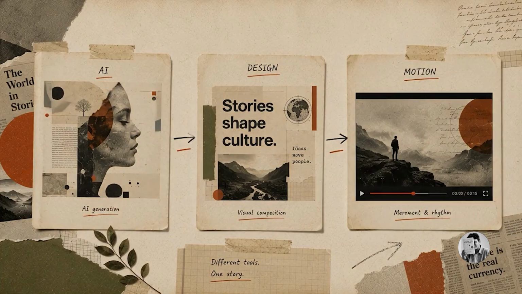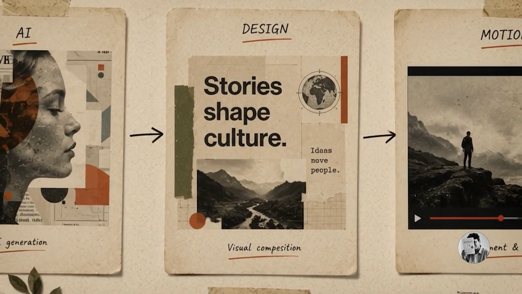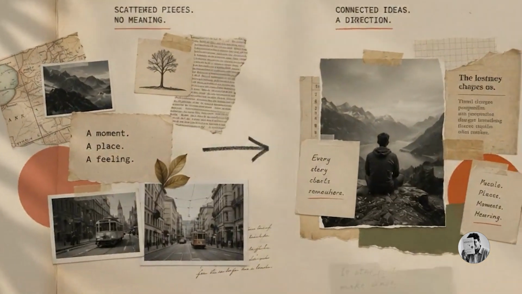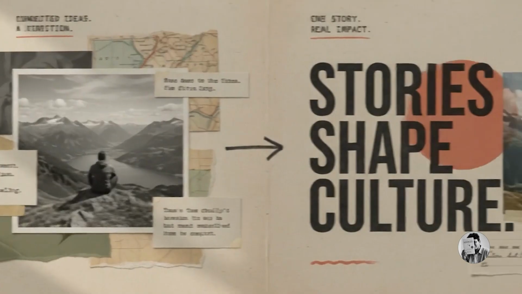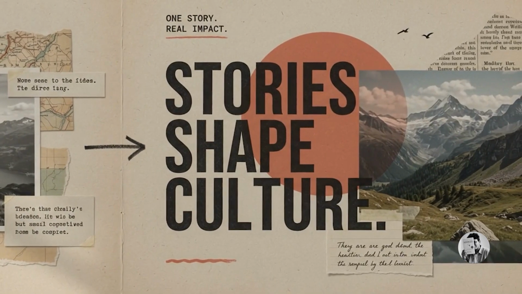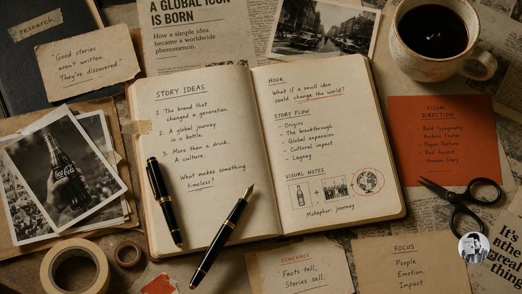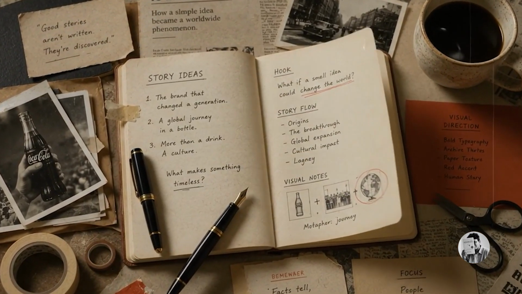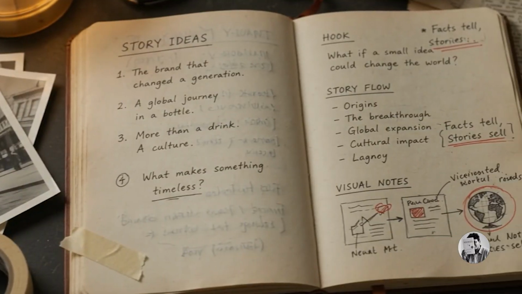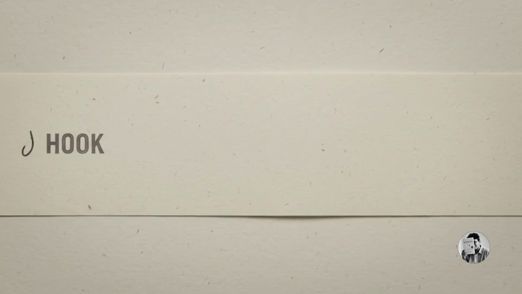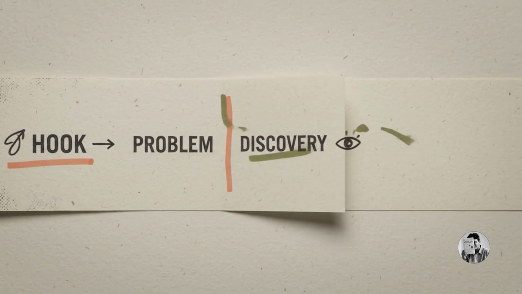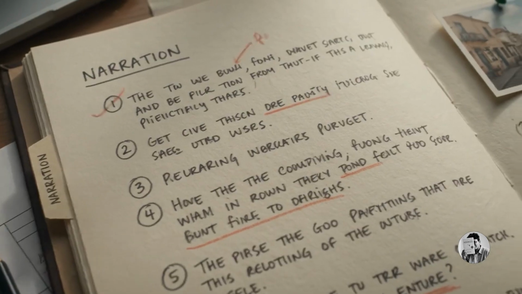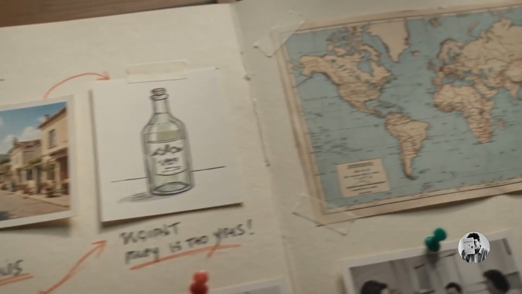In this video, I'm going to show you how I build this entire visual style using AI, design, and a little bit of motion. Because the secret isn't actually animation, it's visual storytelling. Before I generate a single image, I start with the story. Because if the story isn't interesting, no amount of beautiful visuals is going to save it. I usually break the story into 5 simple parts: the hook, the problem, the discovery, the explanation, and finally, the payoff. Once I know what I'm trying to say, I go sentence by sentence.